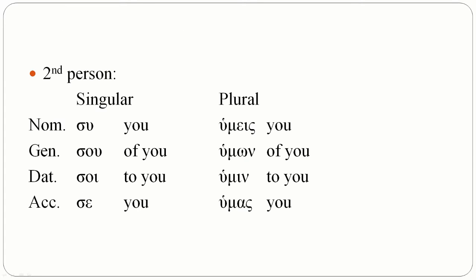Moving on to the second person personal pronouns here. Sue is you. Sue, pronounced exactly the same way, but spelled slightly differently. Of you, and dative soy, and accusative se. Then the plurals humes, like the first person pronoun is hemes, this second person is humes. You, humon, of you, then humin, to you, and humas, you.